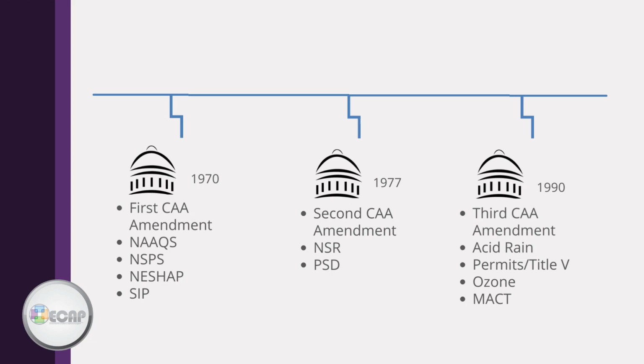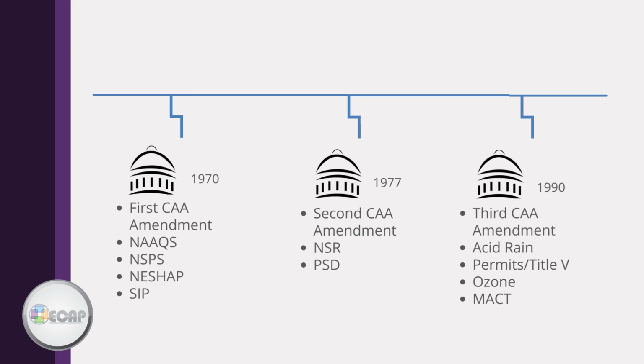and led to the development of 4 major regulatory programs: National Ambient Air Quality Standards, New Source Performance Standards, National Emission Standards for Hazardous Air Pollution, and state implementation plans were initiated to regulate stationary sources. In 1977, major amendments were added to the Clean Air Act that mainly focused on the prevention of significant deterioration, or PSD.